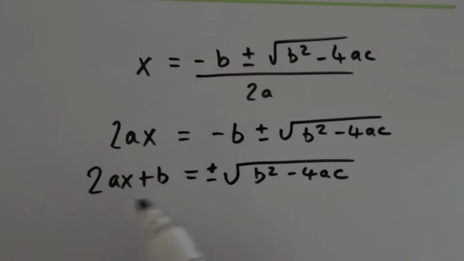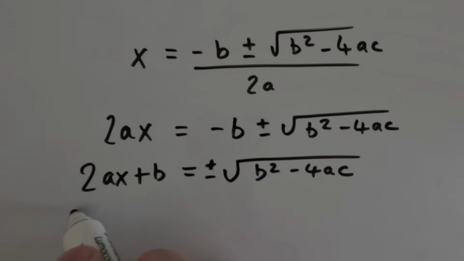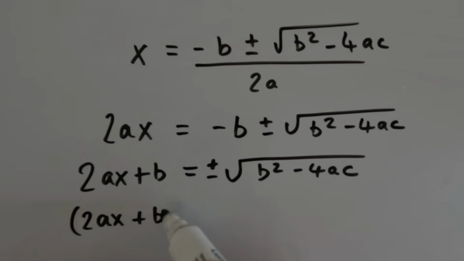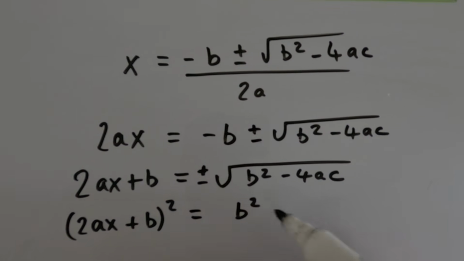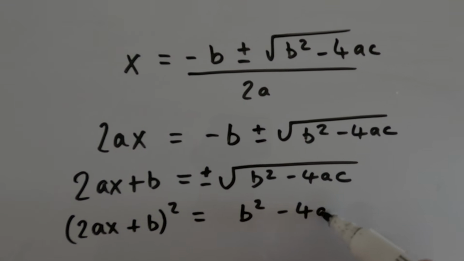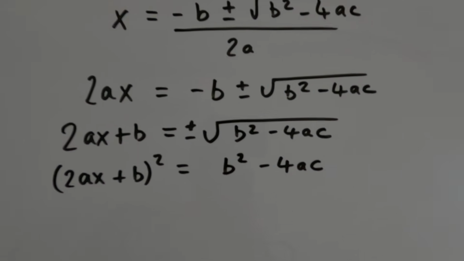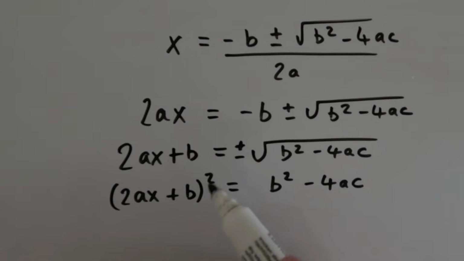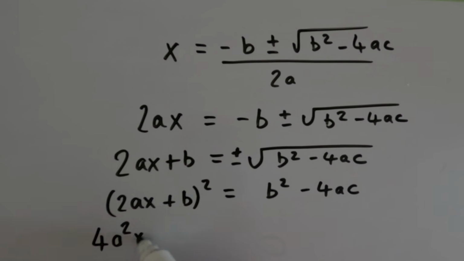Okay, so now we want to square both sides to get rid of this square root sign. And now that we've got rid of the square root sign, we don't need the plus minus anymore. So now we need to expand this left hand side.